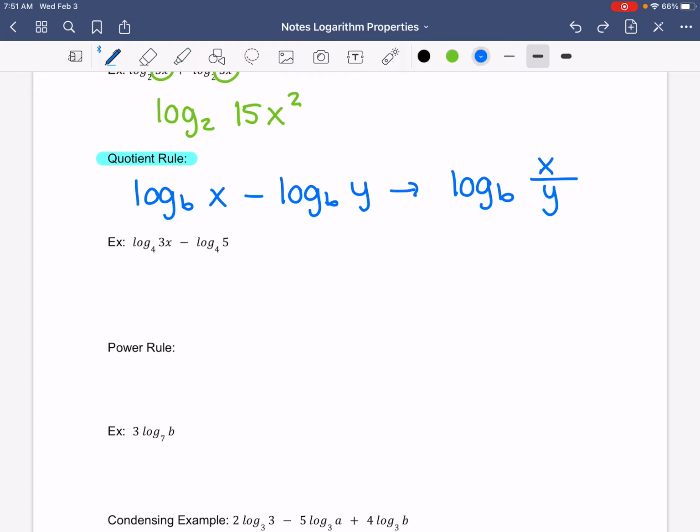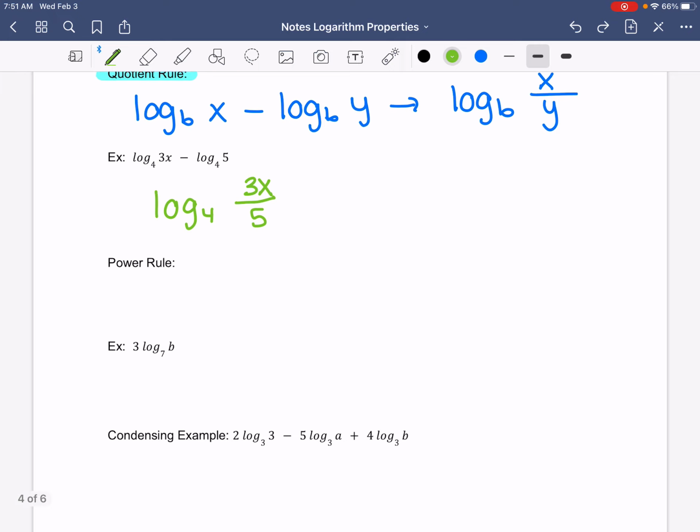So notice they have the same log base. So that's what we need, the same log base. So we condense it down to 1 log base 4. And then since it's a minus sign, that means we're going to make a fraction. The first one was positive, the 3x goes on top. The minus, the 5, that one goes on the bottom. So these pieces right here are what gets divided since it had a minus sign.